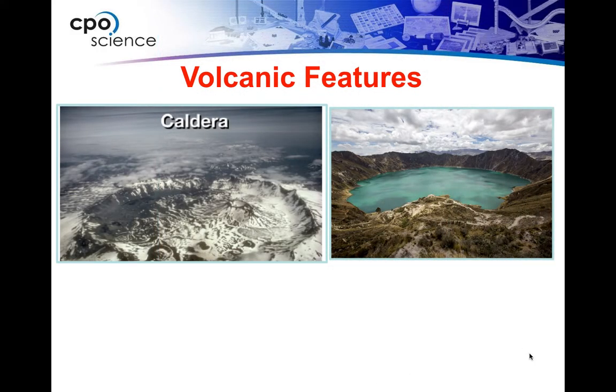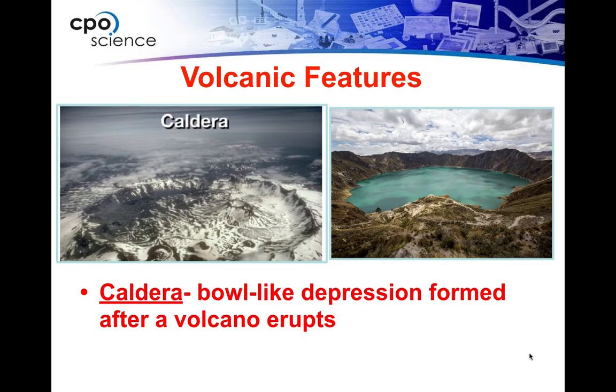Your book then talks about some features that we see on Earth's surface that are from volcanoes. This first one here is a caldera. So after that volcano erupts, you can sometimes get a depression that is formed in the ground, and that's a caldera. On the right-hand side there, you can see that is what happens when they fill with water, which often happens. Crater Lake in Oregon is a famous caldera lake.